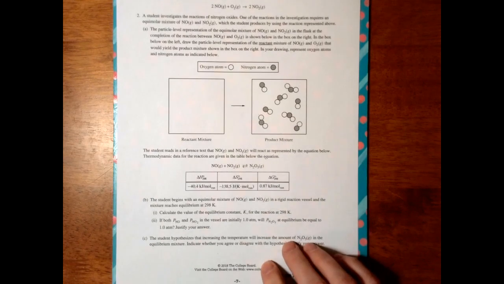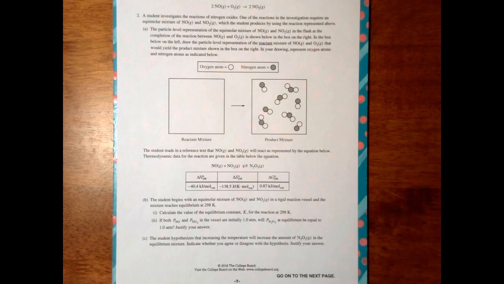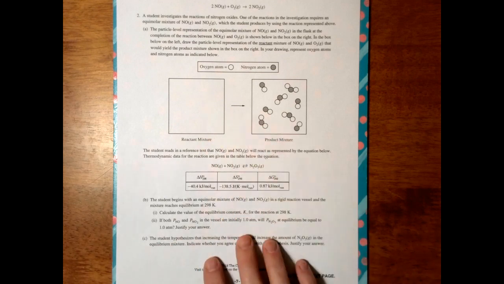And then finally, at the end, part C, 1 point is earned for the correct choice that the amount of N2O3 will not increase, that we disagree with the hypothesis, and you had to relate it to the shift that would occur due to Le Chatelier's principle because of the increase in temperature and this being an exothermic reaction. So there were 5 points for the first half of this problem in A, B, and C.